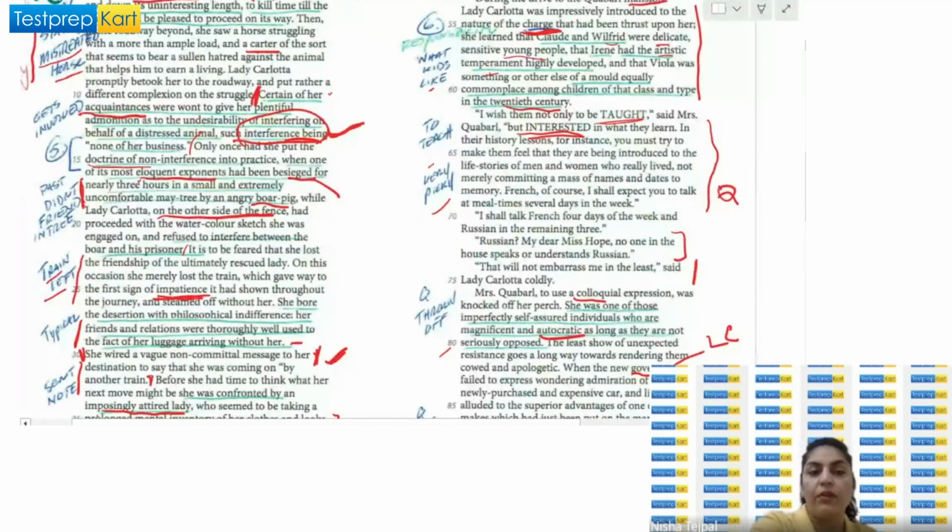Yes, this is line 15: doctrine of non-interference into practice, when one of the most eloquent exponents had been besieged. Besieged means surrounded, for nearly 3 hours in a small, extremely uncomfortable may tree by an angry boar pig, while Carlotta, on the other side of the fence, had proceeded with the watercolor sketch she was engaged on, which means she was coloring or painting at that point, and refused to interfere between the boar and his prisoner. So there was one episode where the boar and his prisoner were involved, and she took part in that discussion.